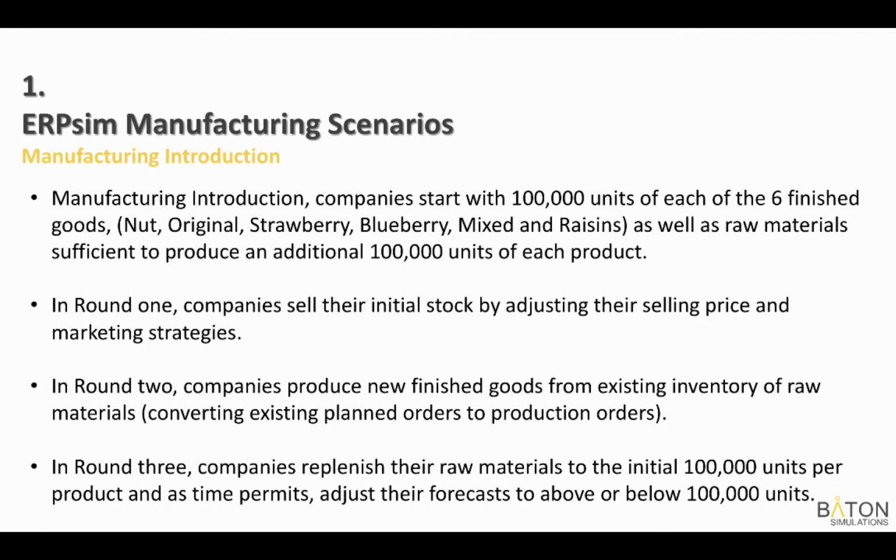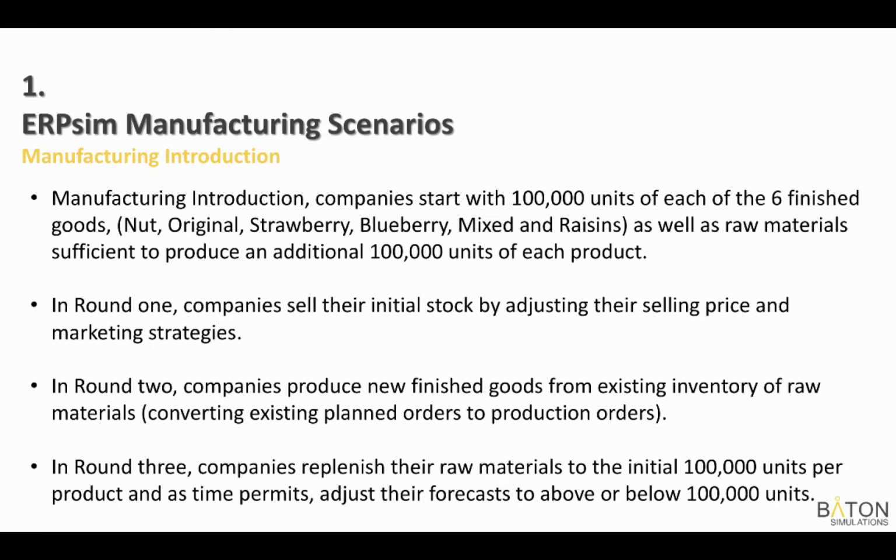In manufacturing introduction, companies start with 100,000 units of each of the 6 finished goods. These include nut, original, strawberry, blueberry, mixed, and raisins, as well as the raw material sufficient to produce an additional 100,000 units of each product.